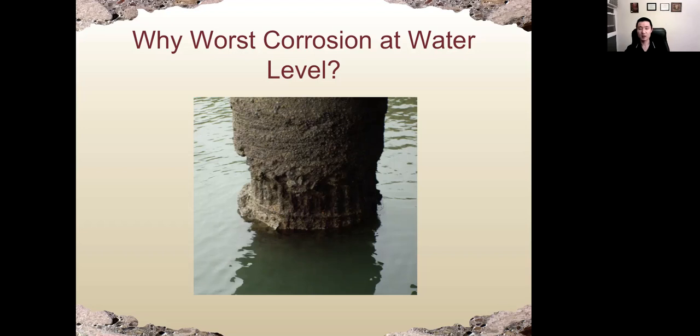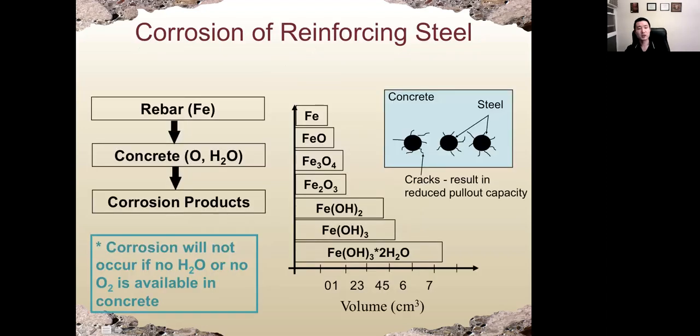Remember, we need both enough water and oxygen for corrosion to occur. So that is the reason that at water level, we have both enough water and oxygen, and that is where the corrosion is the worst. So again, corrosion will not occur if no water or no oxygen is available.